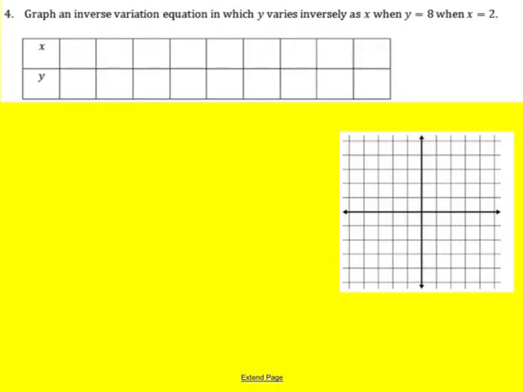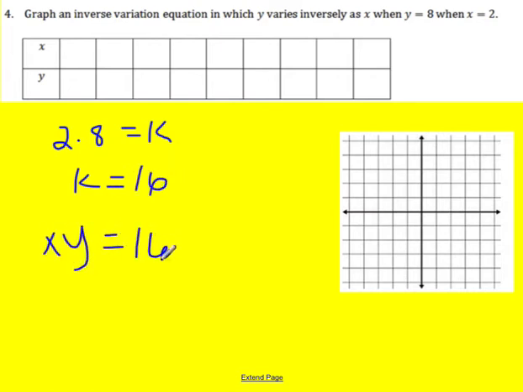Okay? So let's now take a look at number 4. For number 4, we want to graph an inverse variation where x is equal to 2 and y is equal to 8. So again, we're going to take 2 times 8, and that's going to be equal to k. So our k is equal to 16. So xy then is going to be equal to 16. So in the center, we're going to start with 0, and 0 is always undefined.